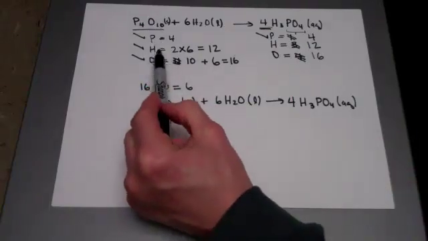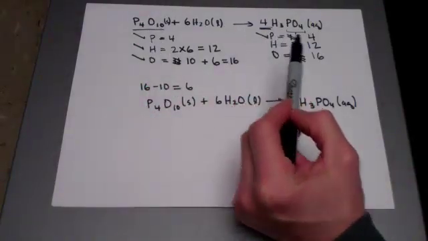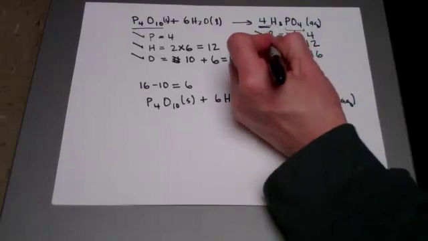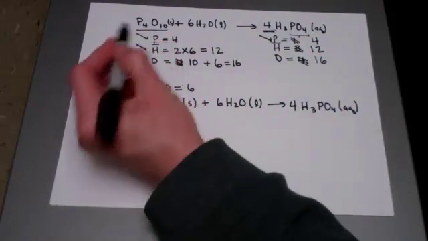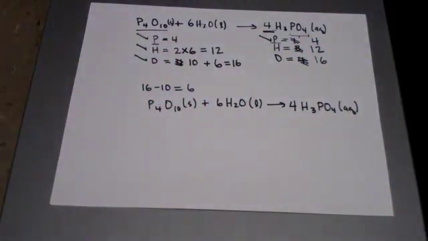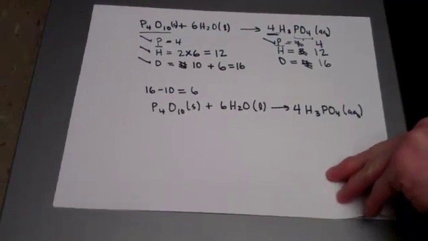So again, it really helps to write out what you have and then start with the most complex atom that's in there. If you've got hydrogens and oxygens involved, balance those last. Start with the more complex element, which in this case was phosphorus. Okay, let's do one more example.